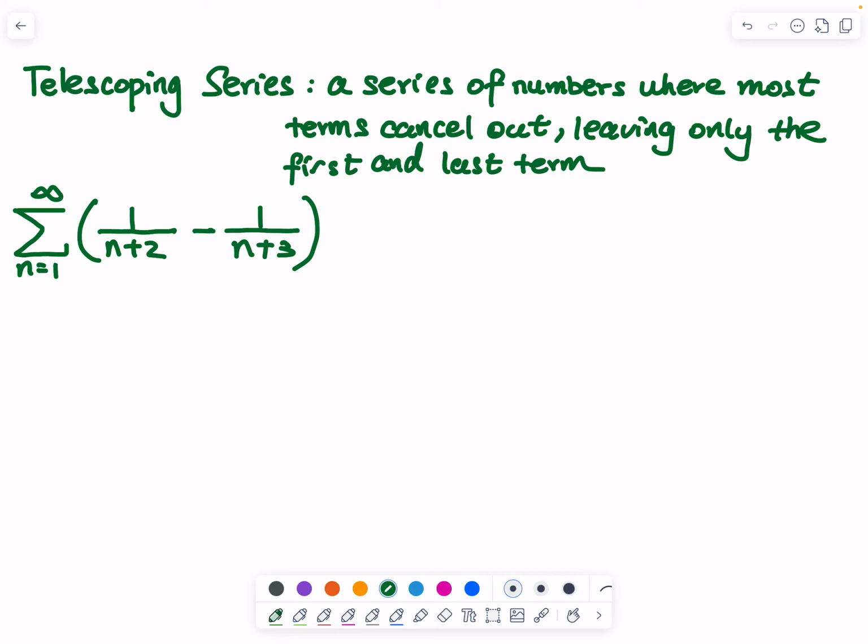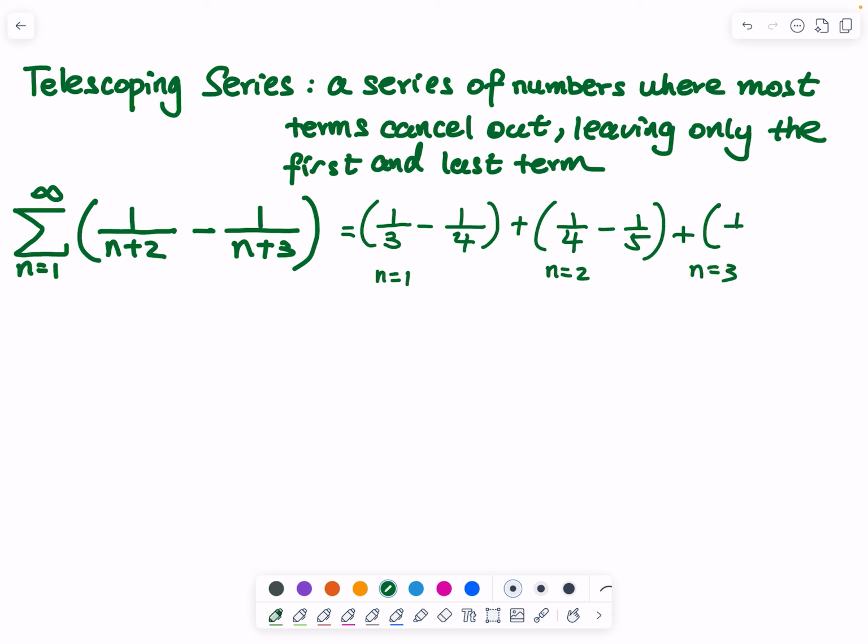Another way to say this is, let's just open this up. What is this equal to? When n is equal to 1, I have 1 over 3 minus 1 over 4. And then we plus. Why plus? Because we are doing a summation. That's why we do a plus. And then when n is equal to 2, I have 1 over 4 minus 1 over 5. When n is equal to 3, I have 1 over 5 minus 1 over 6, and then we have to keep on adding. When n is equal to 4, I have 1 over 6 minus 1 over 7.